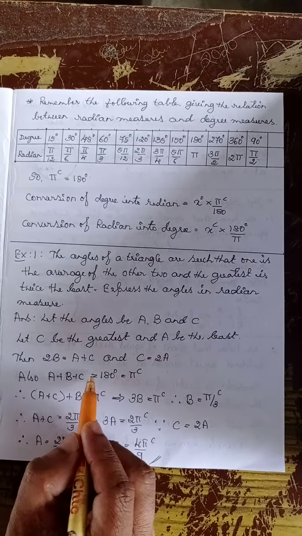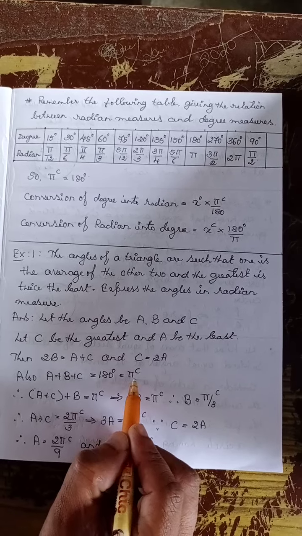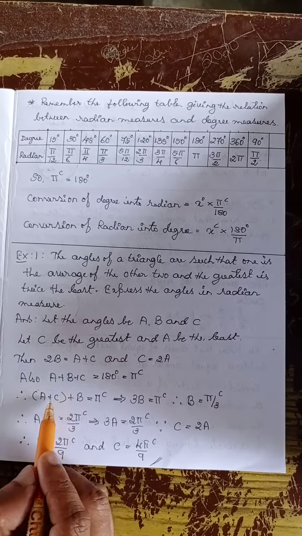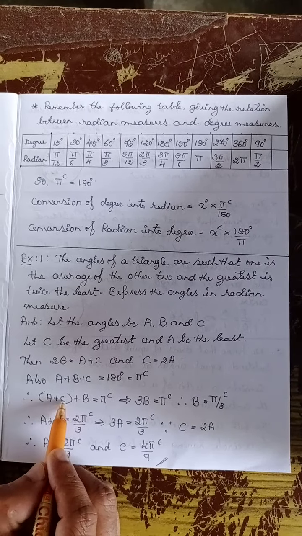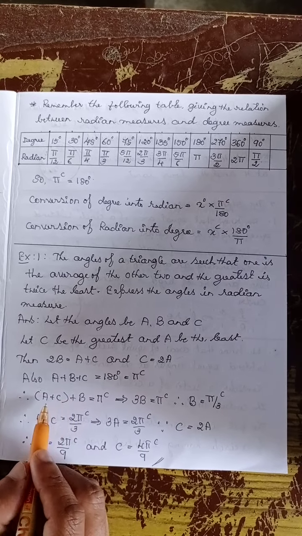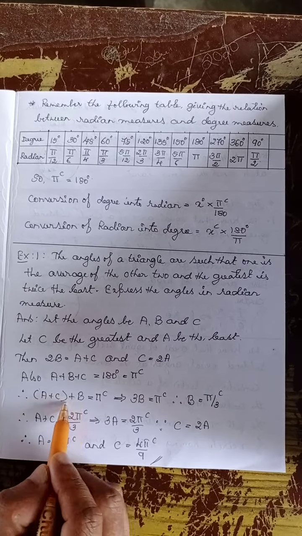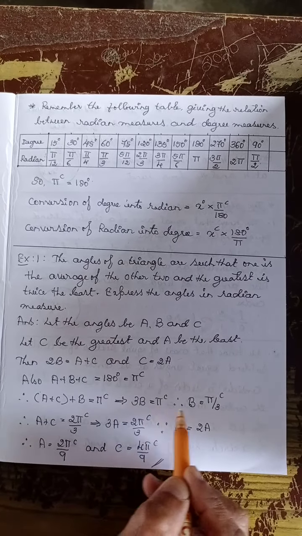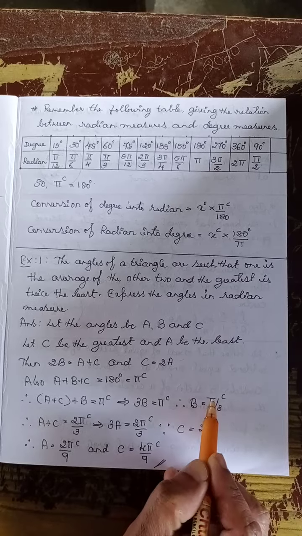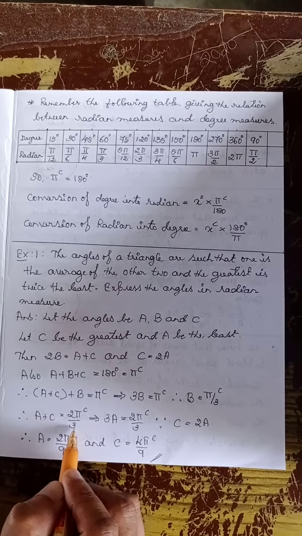We know that the sum of all the angles of a triangle is equal to 180 degrees. In radian it is pi. And we write A plus C plus B is equal to pi radian. We rewrite this. Then A plus C is 2B. Substitute here. 2B plus B is 3B is equal to pi radian. Hence angle B is equal to pi by 3 radian. Also A plus C is equal to 2 pi by 3.